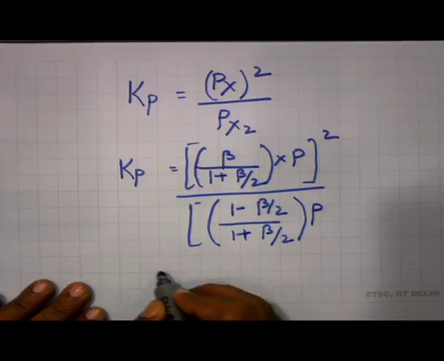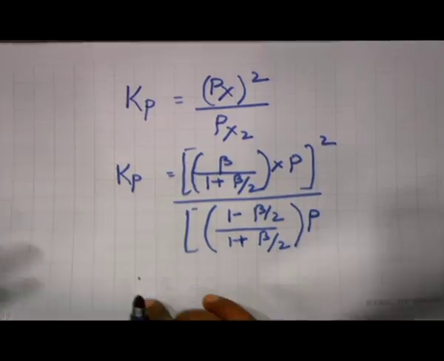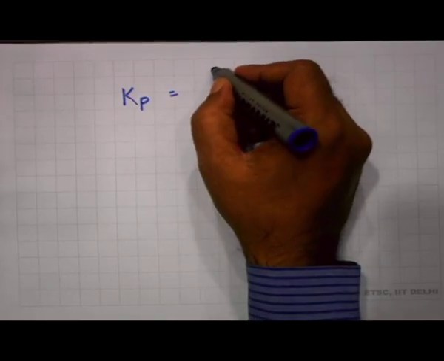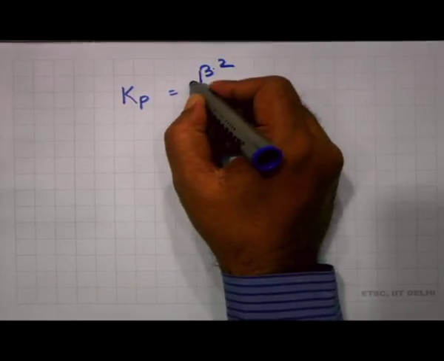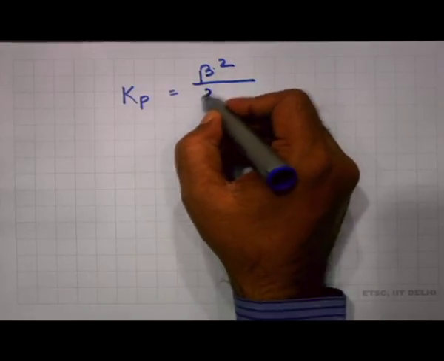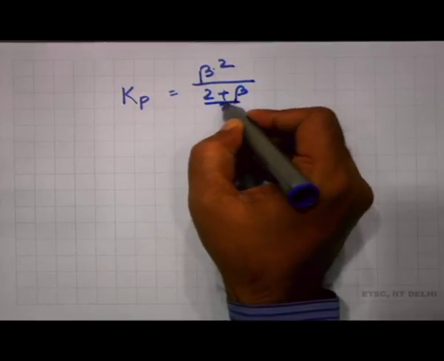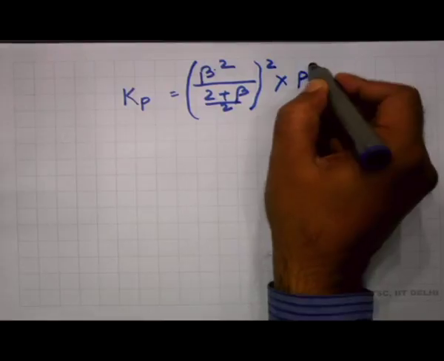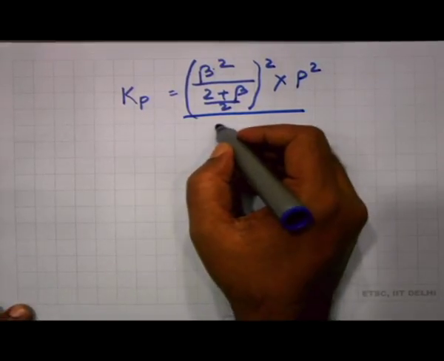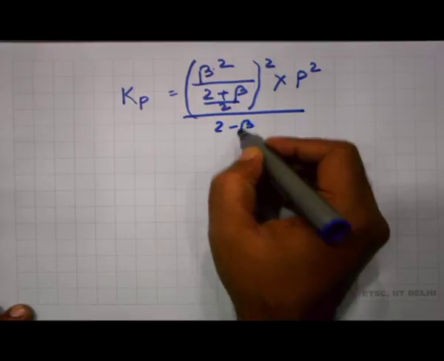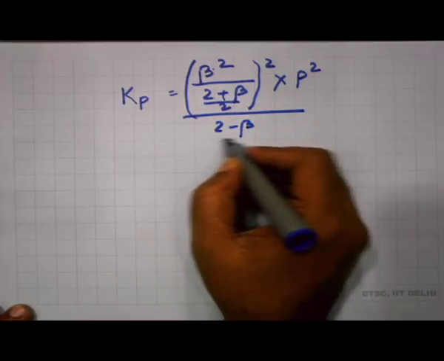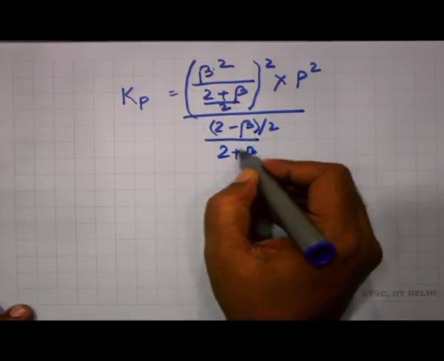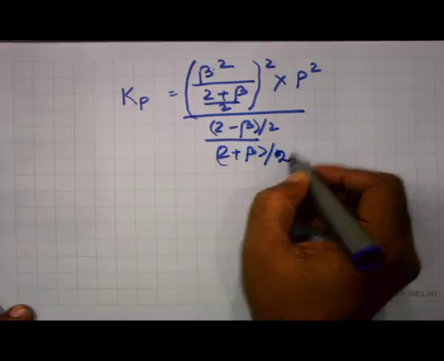So, this is equal to Kp is equal to beta squared by 2 plus beta by 2 squared into P squared, divided by your 2 minus beta divided by 2, 2 plus beta divided by 2 into P.